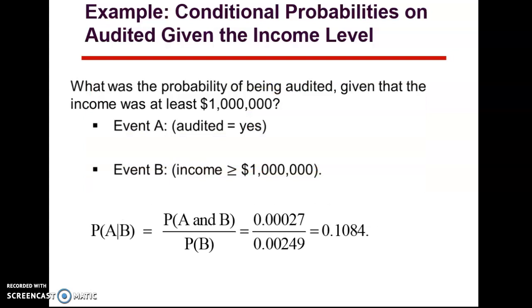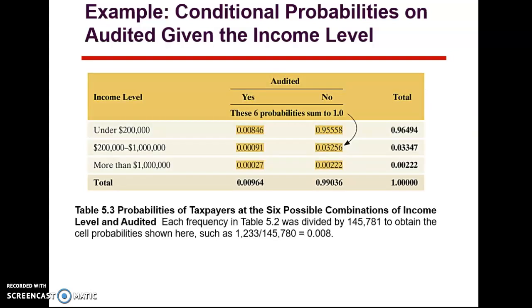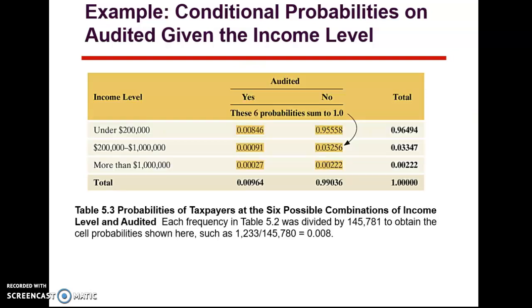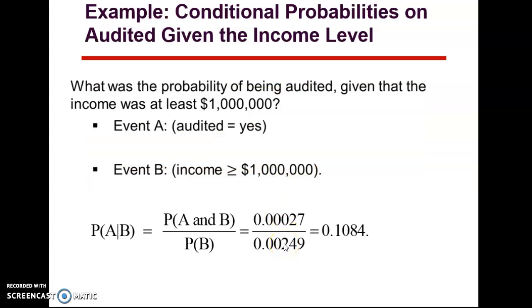We go, all right, what's the probability of B? Come back to it. And B is more than $1 million. You don't see that number. Look at the number again, 0.00249. But you can get the number pretty easily. It's the probability of B, which is making more than $1 million. So if we look at this, more than $1 million, well, there's 0.00027 and 0.00222. That's where they've split that up into being audited and not. But if you add them together, you get the number here on the bottom. So plug it in. Top and bottom, use a calculator, do the division. That's about 11%.